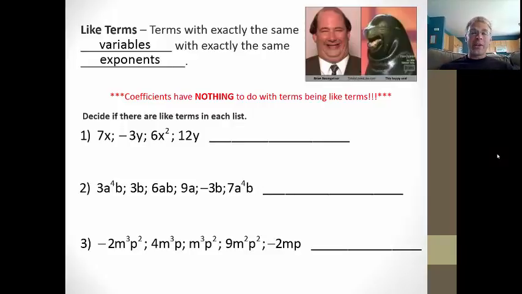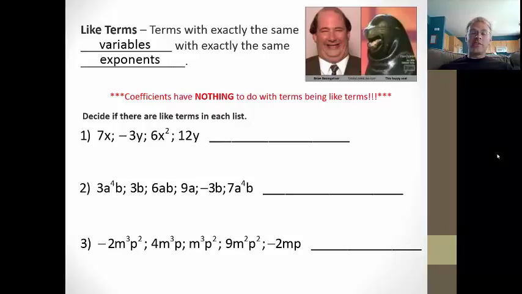We've got 3 lists of terms. Now, these aren't written as expressions. Notice we're not adding or subtracting yet. We just want to work on identifying which terms are like terms here. So we can see in our first list, I've got 7x, negative 3y, 6x squared, and 12y. Which terms there do you think would be considered like terms?